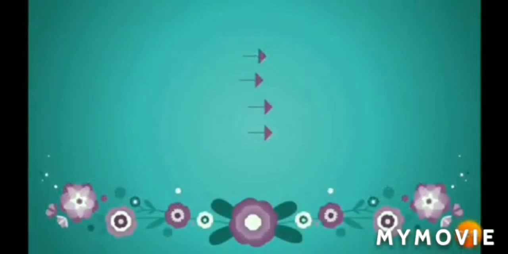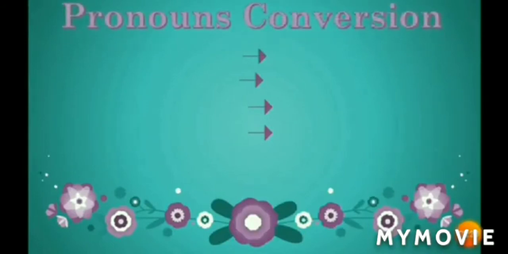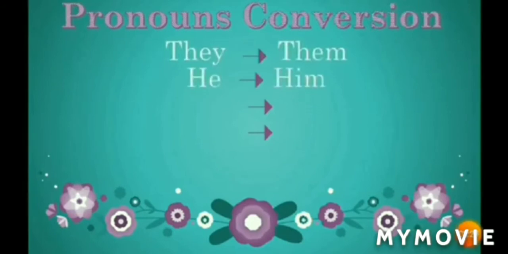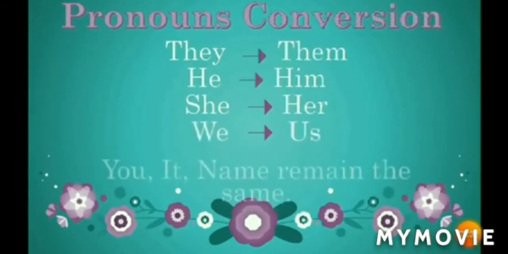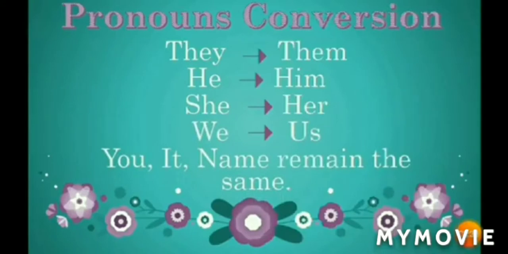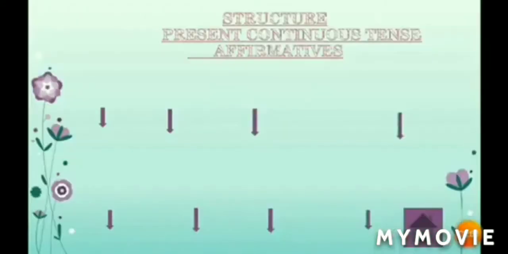We are already familiar with the pronoun conversion when converting active to passive. So, according to that, we convert they into them, he into him, she into her, we into us. You, it, and names remain the same. Let's focus on structure for better understanding.